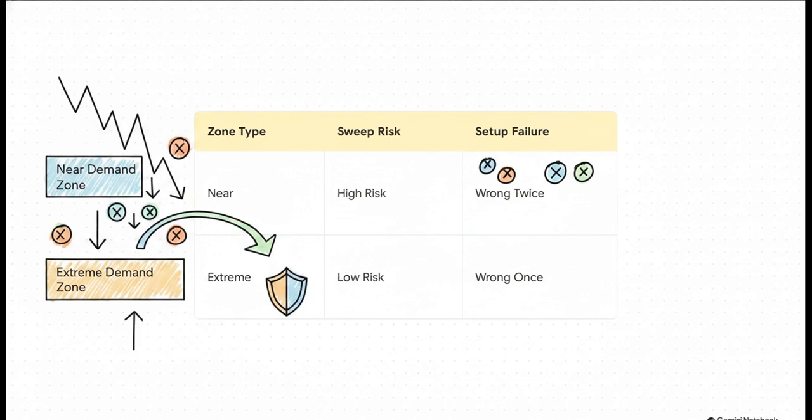But if you patiently wait for the extreme zone right from the start, you protect yourself from those deeper liquidity sweeps, and you're typically only going to be wrong once if the broader setup simply fails.